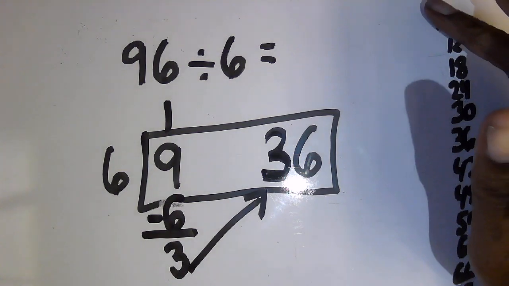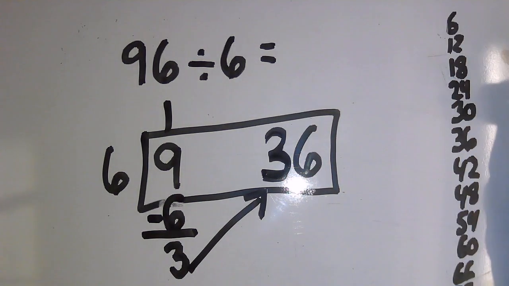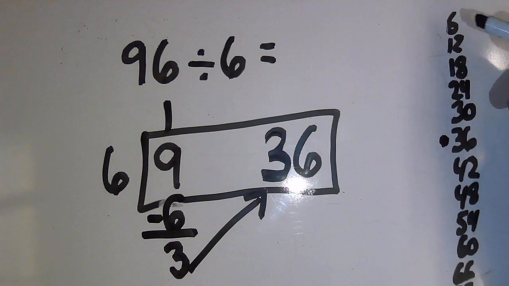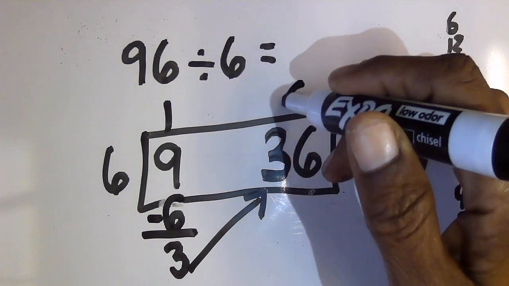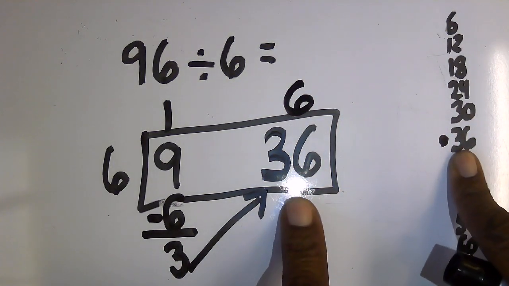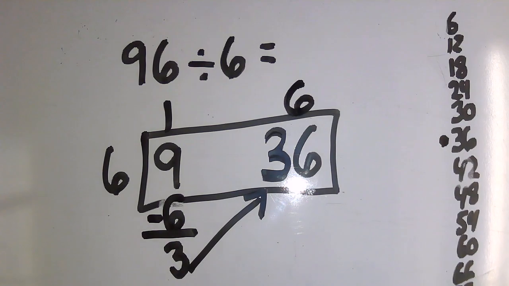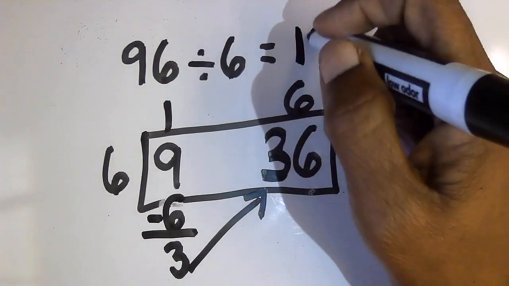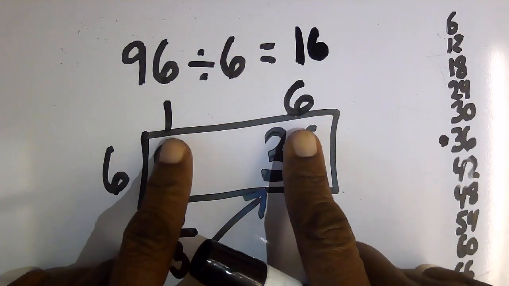So now I need to get as close as I can to 36 without going over. How close can I get? Exactly 36. How many did I go down? 1, 2, 3, 4, 5, 6. The number with the dot, is that the same as the number here? Yes, it is. So I'm done with that number. There's no other number in the box. So I have my quotient, which is the answer to a division problem, and that is 16.